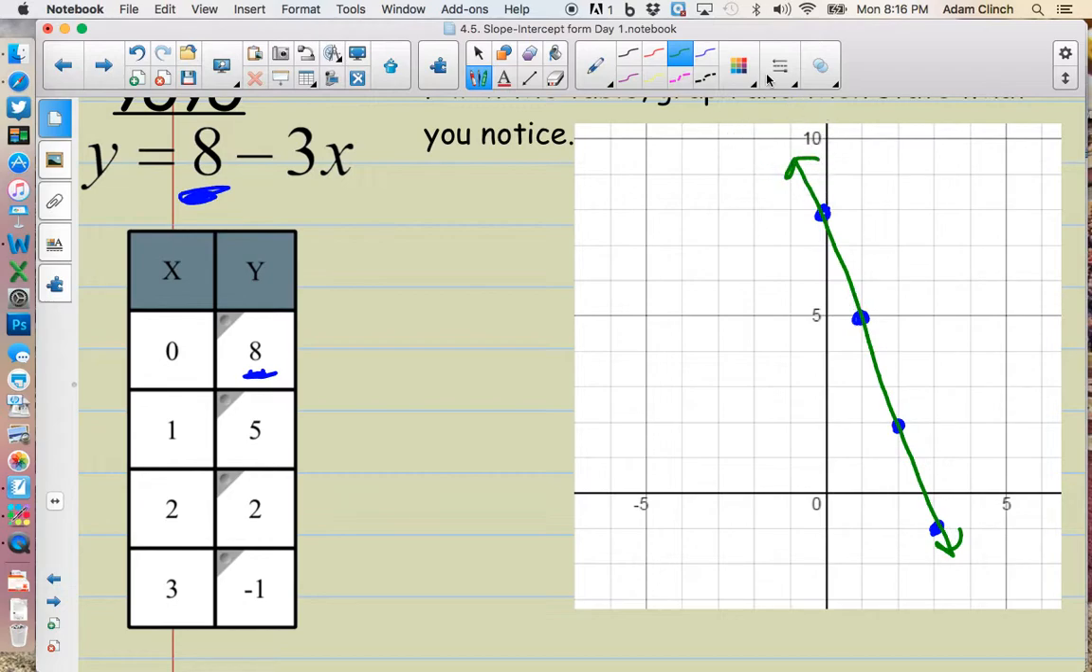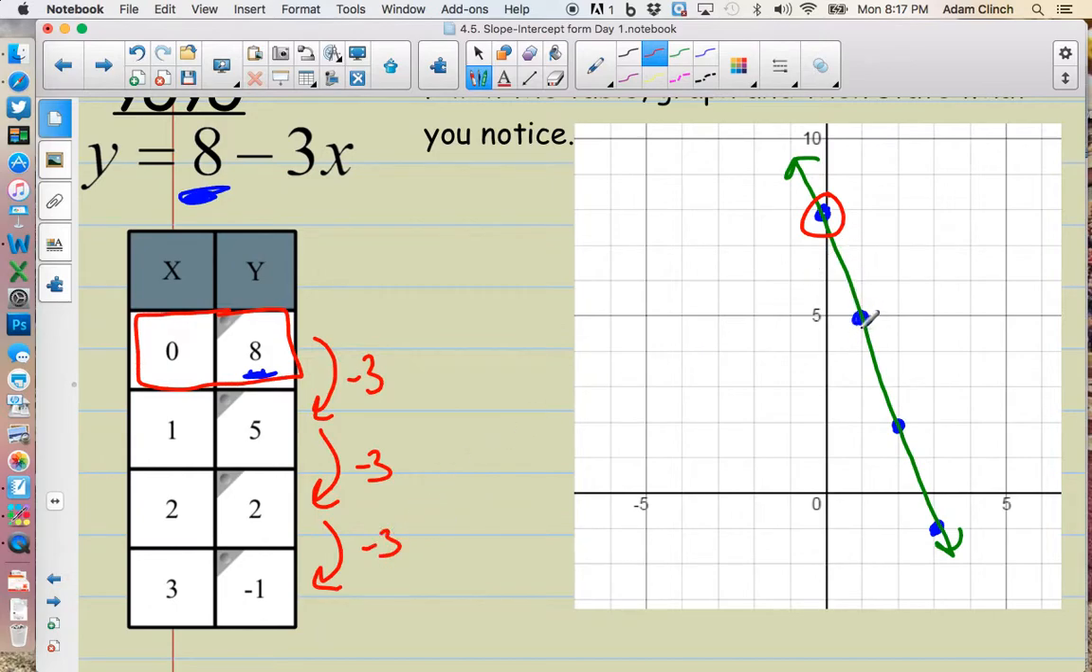So here's the key features. First key feature is this guy. It's my y-intercept. And that comes from this right here. Where does y start? If I translate this equation to English, it says y is 8 and goes down by 3. And I see that in the table for every x. And that down by 3 is really the slope. Down 3, that's my rise. My run is 1. Down 3, right 1.